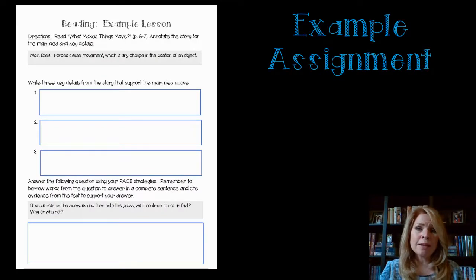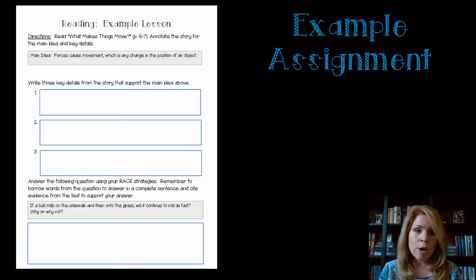So now we're going to look at an example assignment. This is not your assignment, but I'm going to do an example with you. So your sheet looks similar to this. At the top of the page, you have your directions. It tells you what story you're going to read, the pages that you're going to find the story on, and it reminds you to annotate the story for main idea and key details.